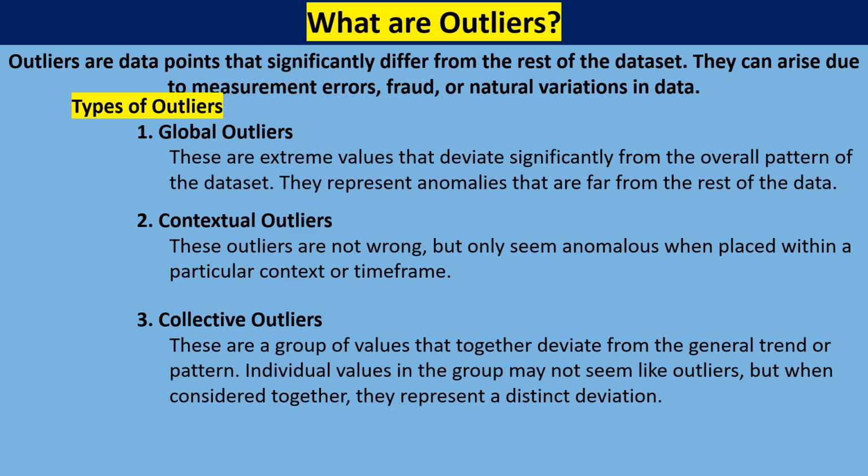Collective outliers. These are groups of values that together deviate from the general trends or pattern. Individual values in the group may not seem like outliers, but when considered together, they represent a distinct deviation. An example is a stock market crash where multiple companies experience a sudden and simultaneous drop in prices, such as what happened during a financial crisis. This can be identified as a collective outlier.